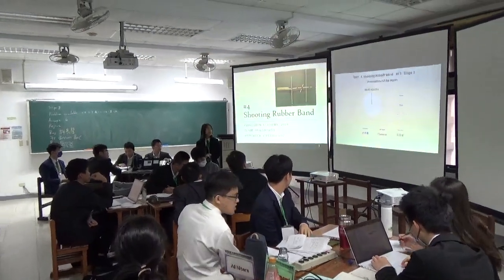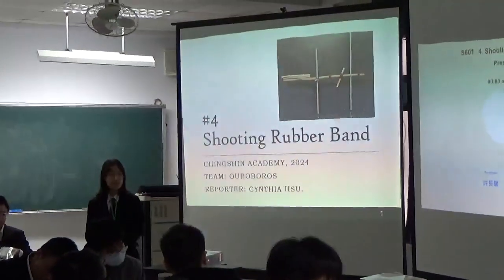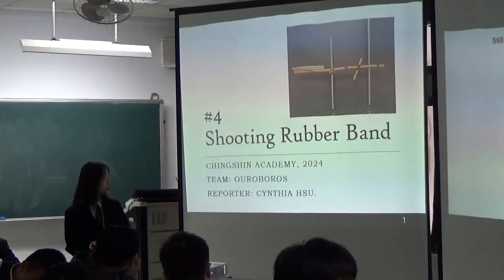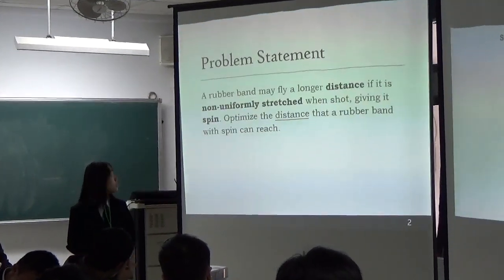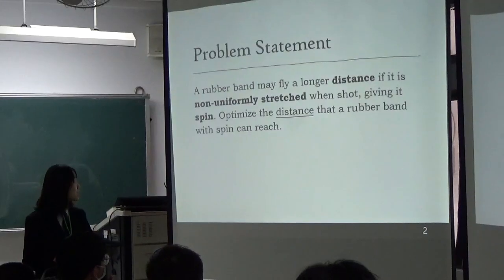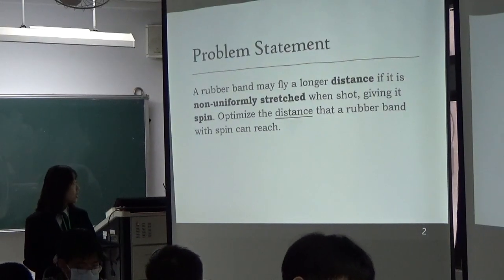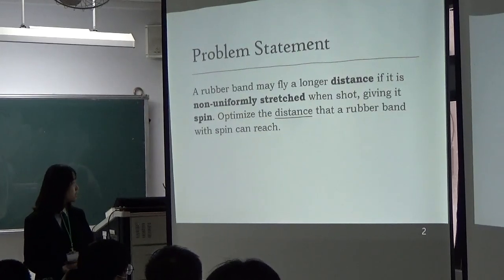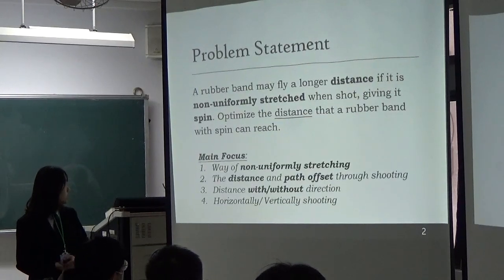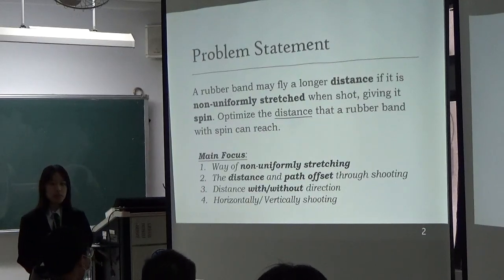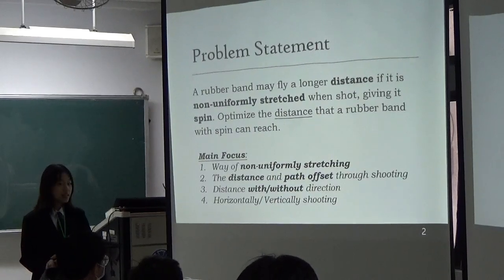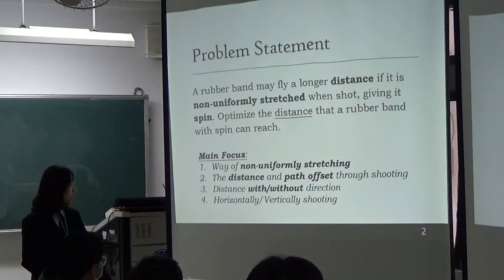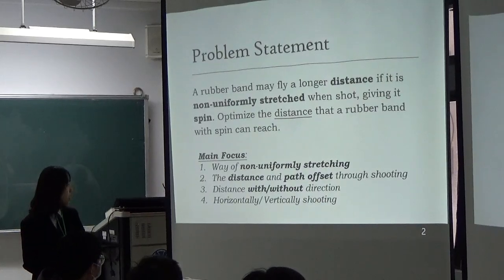Dear fellow competitors, I am the reporter from the team, and I'm going to report problem number 4, shooting rubber band. A rubber band may fly a long distance if it's non-uniformly stretched when shot. Given a spin, I need to optimize the distance that a rubber band with its spin can reach. The main focus is the way of non-uniform stretching, and also the distance and the path offsets during the shooting, with or without direction, like whether I consider the path offset or not, and whether I shoot the rubber band horizontally or vertically.